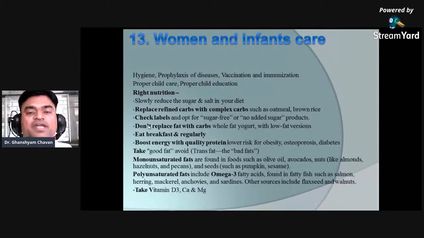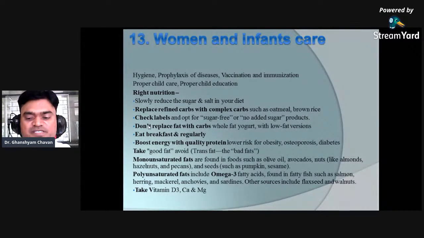Now the next point is woman and infant care. Nowadays we have become very careful regarding women, their pregnancy and infant care. But earlier, very few facilities were available, and there was a lack of education and knowledge, due to which we were not giving proper guidance to the woman regarding all three trimesters. Here, the important point is hygiene. We must maintain complete hygiene during that period.